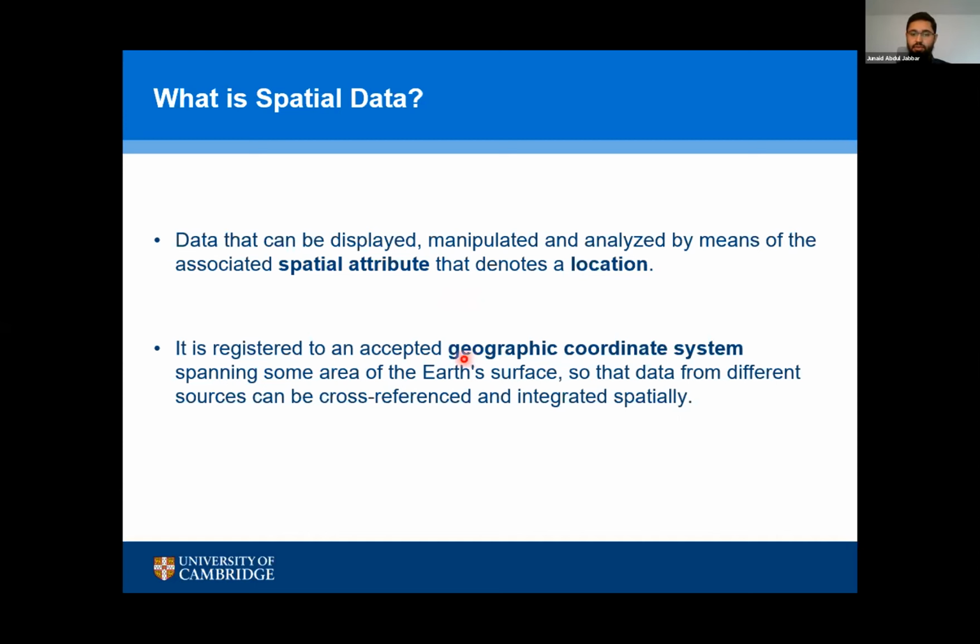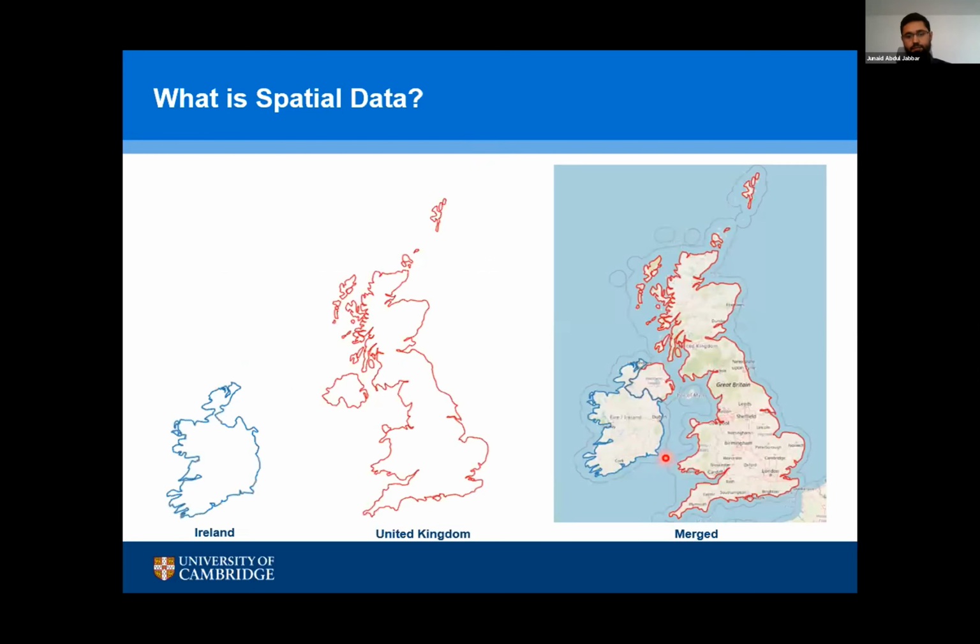So there are systems for that, and these systems are known as geographic coordinate systems, that allow us to uniquely identify our location on the surface of the Earth through the use of coordinate values, that are basically x and y values, so that when the data from different sources is combined together, it can be cross-referenced and also integrated spatially. Let's look into an example of the spatial data.